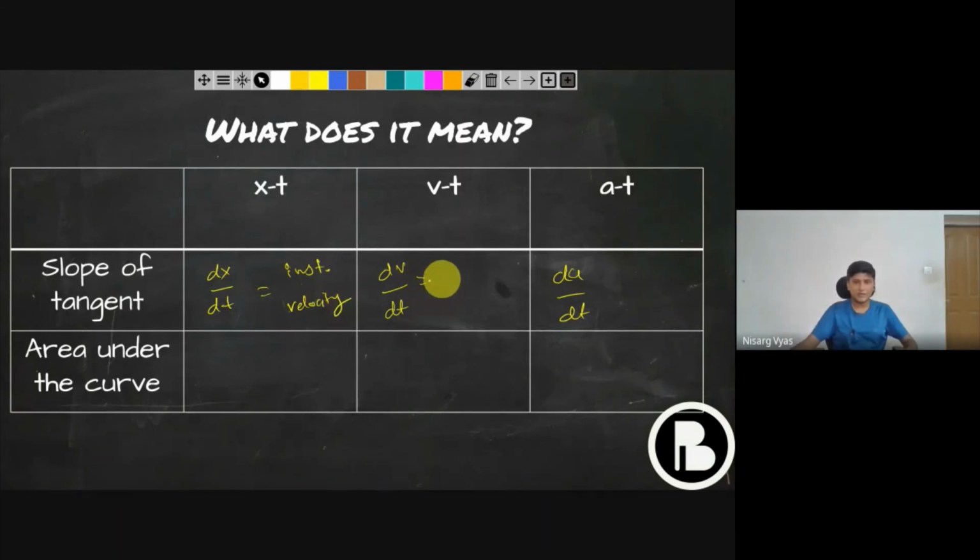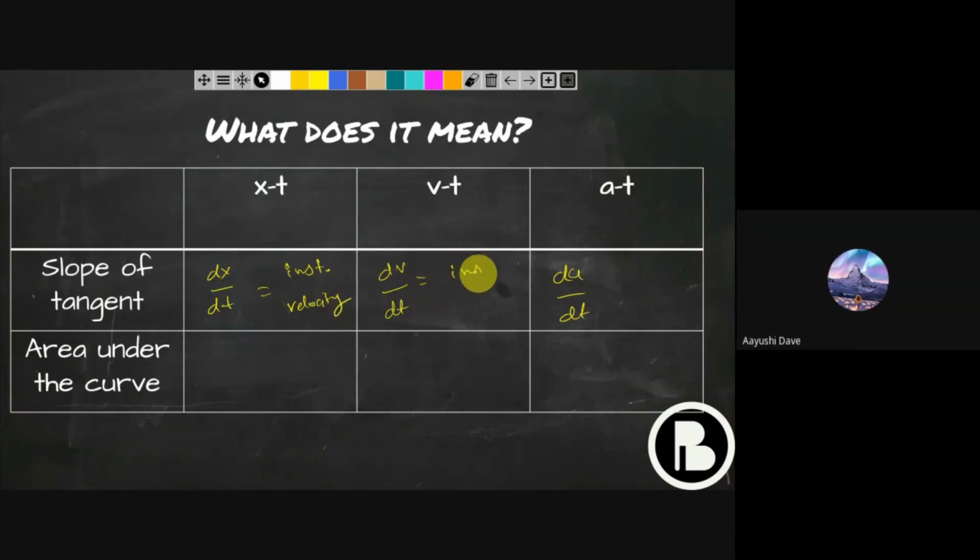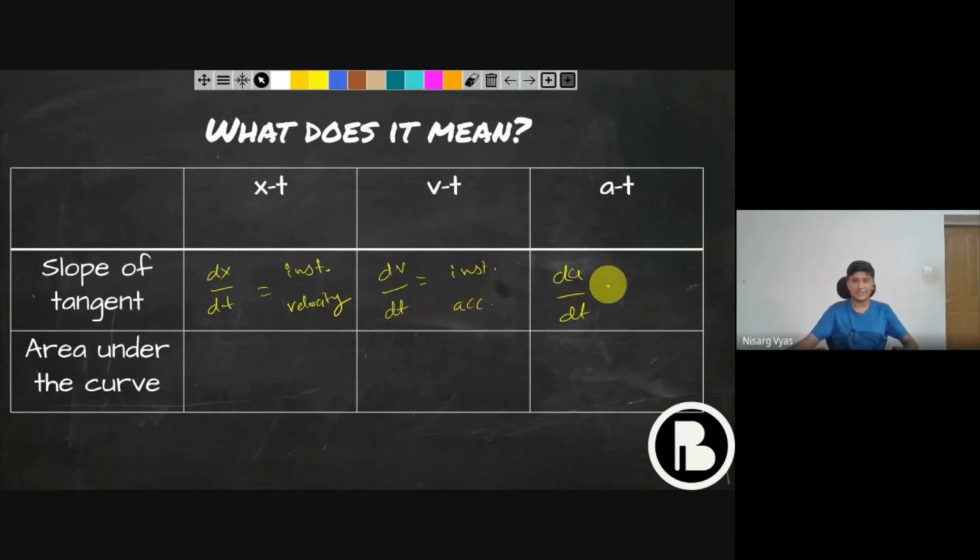What does this give you? Instantaneous acceleration. Okay, what does this give you? Jerk. So this gives you jerk. Now, the area under the curve. What is the area under the curve if you have y versus x? It is y dx. So here, it is x dt.